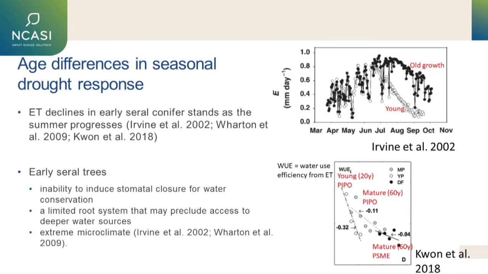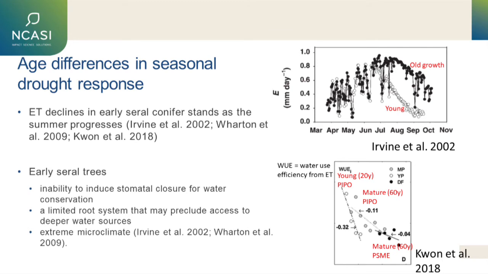There are also age differences in the seasonal drought response, and this is a response that's been widely observed through a variety of eddy covariance measurements throughout the Pacific Northwest. Three studies cited here did find evapotranspiration declines in early seral conifer stands relative to old growth. The top figure on the right shows that separation as you move into the growing season and summer, of how old growth responds relative to young. These are eddy covariance measurements, so this is actual evapotranspiration. It's not just transpiration, this is the entire ecosystem's response.